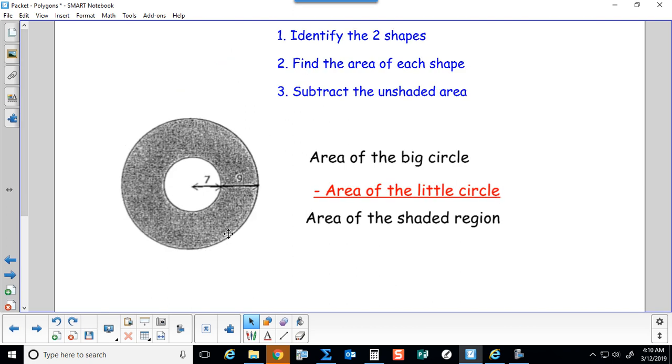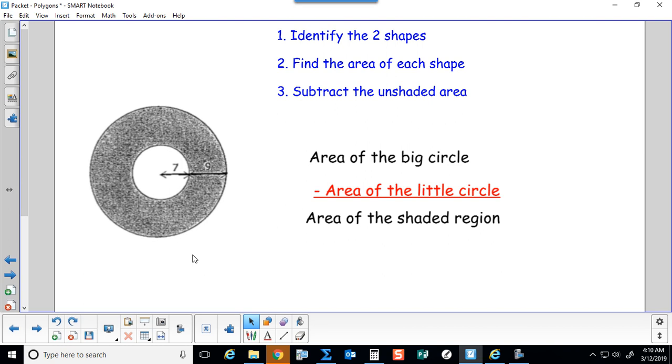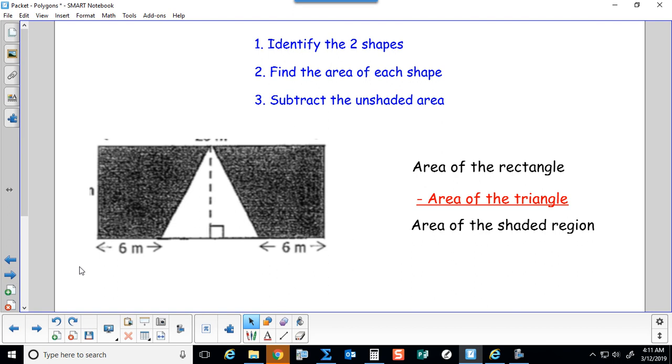In this example, we have a large circle and a small circle. We'll find the area of the big circle, subtract out the area of the little circle, and that will give us the area of the shaded region. Here we have a rectangle and a triangle. We'll find the area of the rectangle, subtract out the area of the triangle, and that will give us the area of the shaded region.